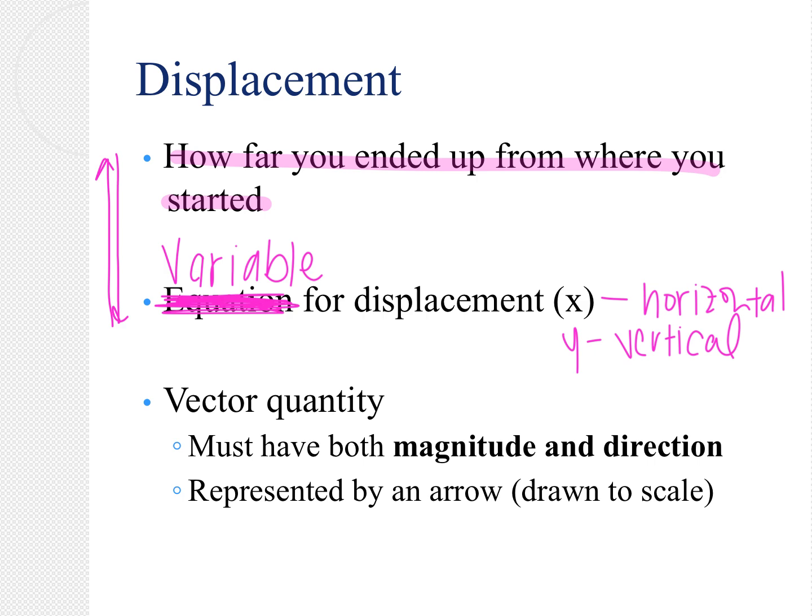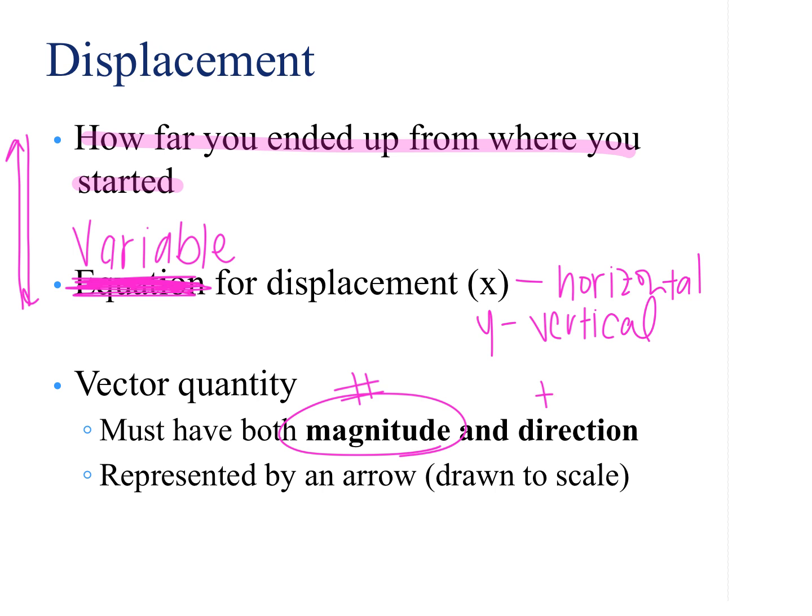But vectors are a type of measurement, a category of measurements. And vectors must have both magnitude and direction. Okay? This category of measurements called vectors must have both magnitude and direction. And when we say magnitude, that just means the number. It's got to have the number. And then direction can either be positive, negative, or it could be the cardinal directions, north, east, south, and west. How confident are we in our cardinal directions?